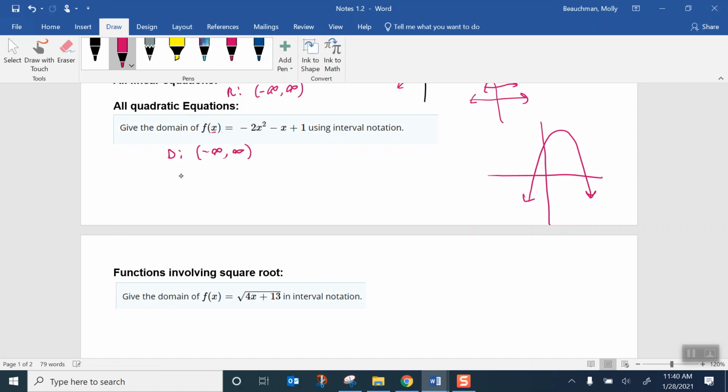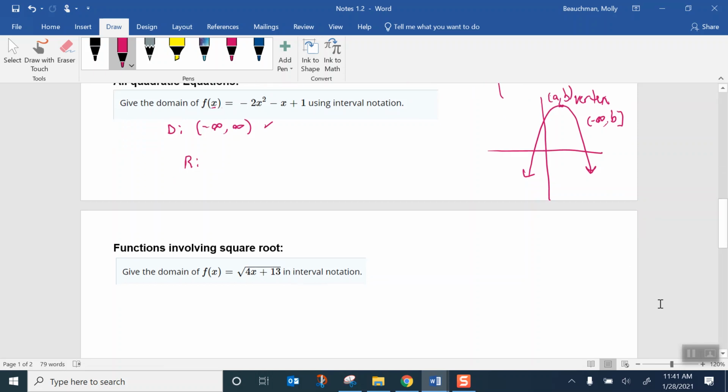If you're asked for the range, it is limited depending on where the vertex is. So in this particular graph, you would have to find the vertex, and the range, whatever that value is, the range would be negative infinity to the y value of that vertex. Okay, so in this case, we're only asked for the domain. That's all real numbers. The range will depend on what your vertex is.